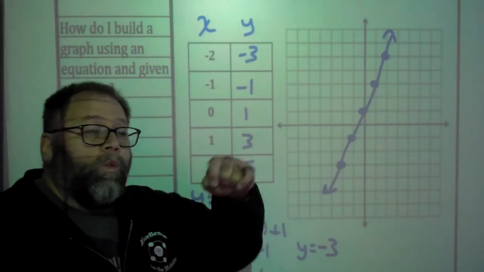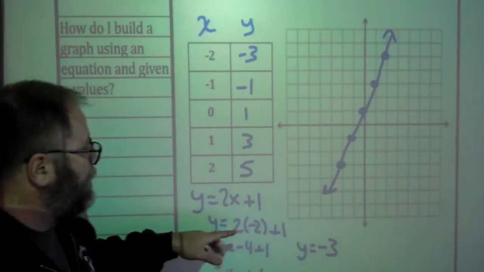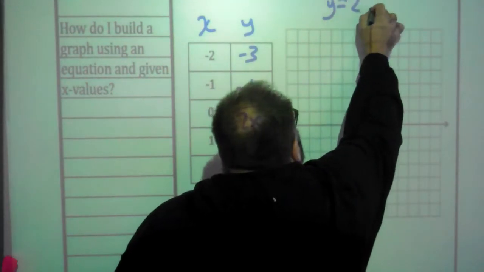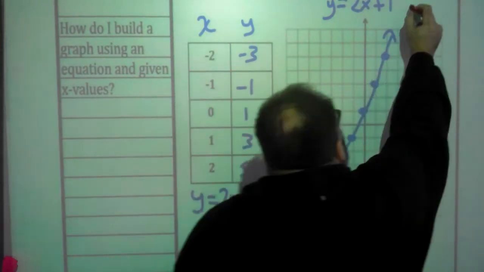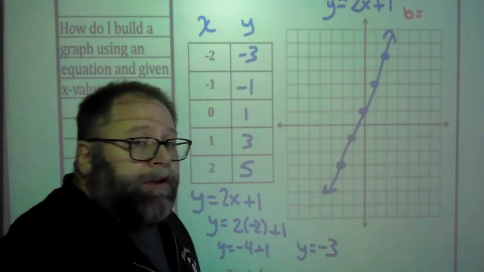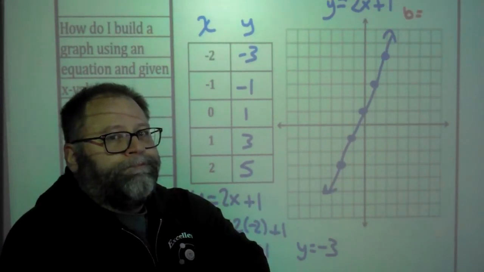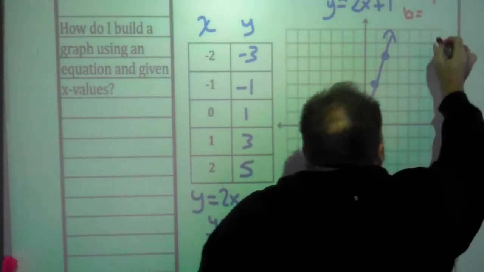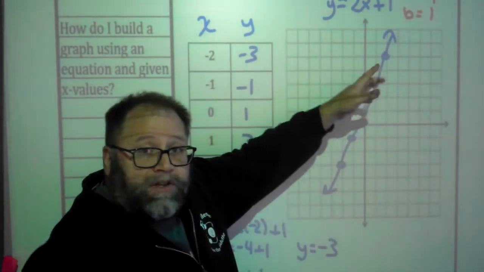Now, this is really easy, and you could do it for any equation that you ever want. But if we go back to the original equation, y equals 2x plus 1, what's the slope? And what's the y-intercept? Slope is 2, 2 over 1. Y-intercept is 1.